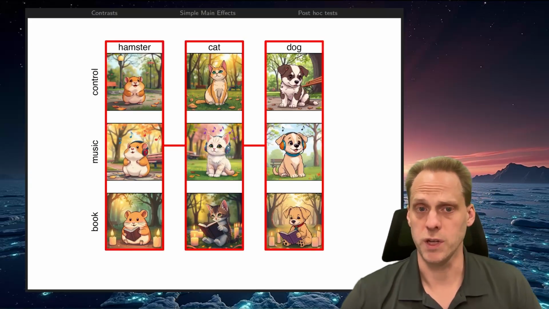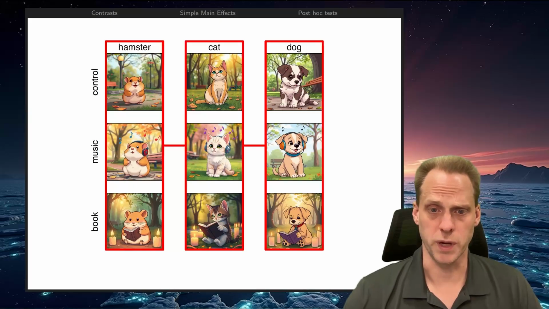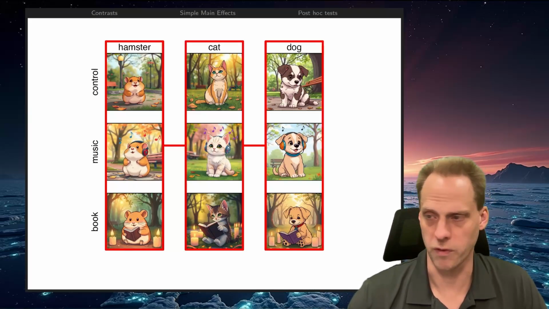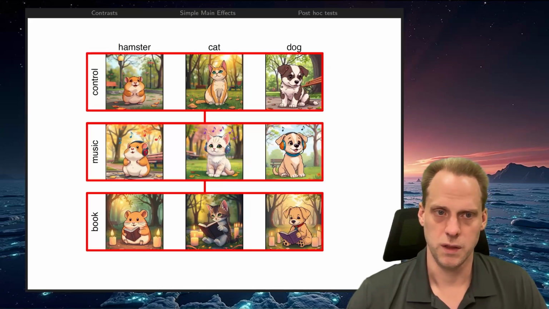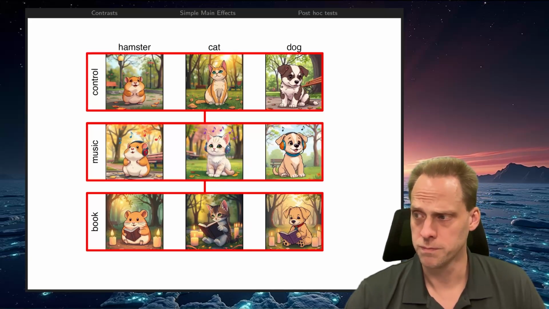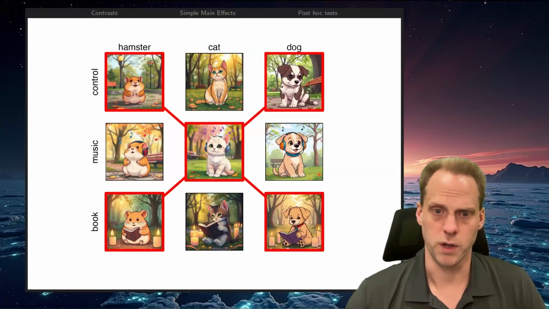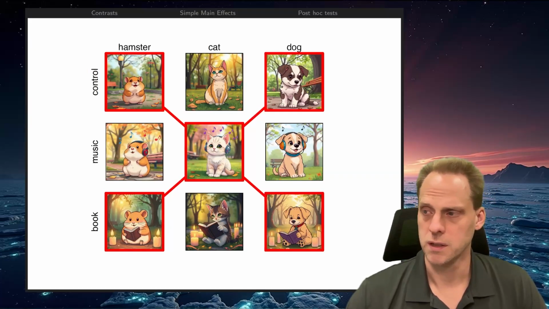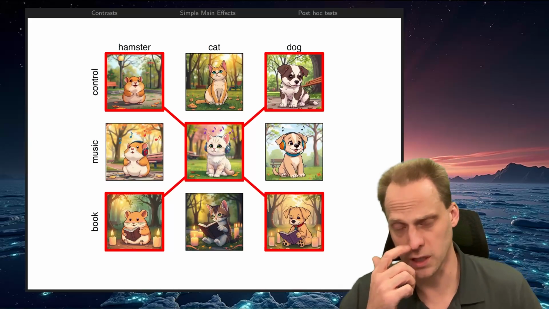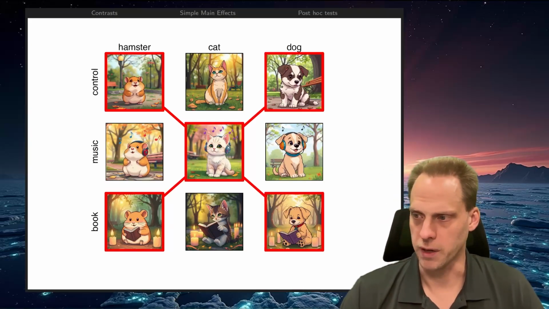And we saw that we need to include main effects. There are two comparisons there, hamsters to cats and cats to dogs. That's encoded in some dummy variables. There's also a main effect here, two dummy variables, control to music and music to book. And therefore there are comparisons in the interaction effect that are included as well, as parameters in the dummy variables. In this case, these four comparisons.